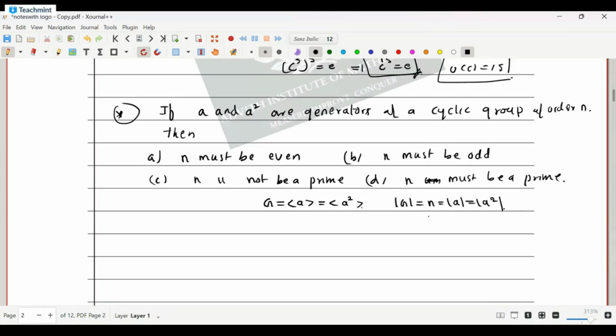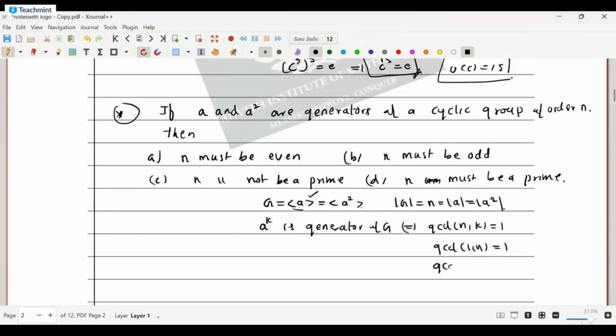Order of A square equal to n. Suppose A power k is the generator of G if and only if GCD of order of the group and k is equal to 1. So from A power 1, GCD of 1 comma n is always equal to 1. So in this case it is true.